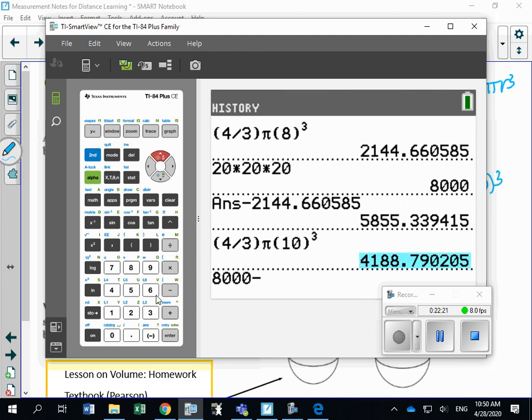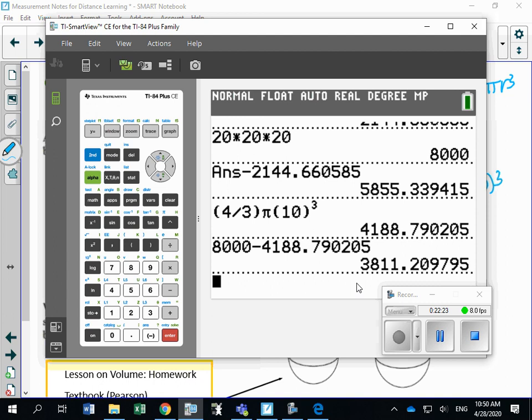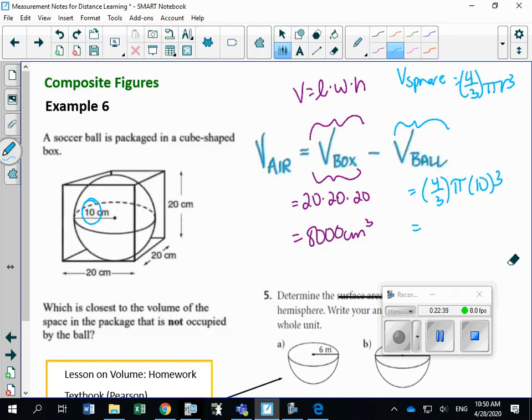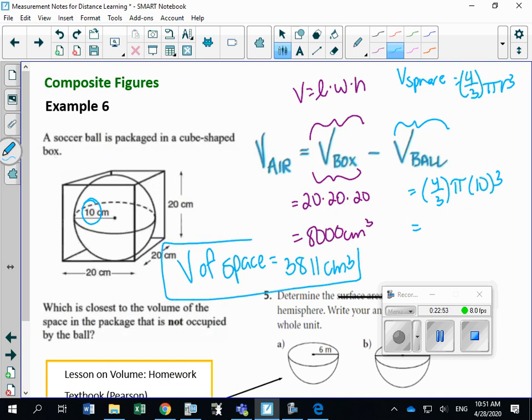8,000 minus this guy. And I get 3,811. They want it rounded to the nearest, let's just round it to the nearest cubic centimeter, so no decimals. And the leftover space in the box would be 3,811. So volume of space is equal to 3,811 centimeters cubed. Okay.